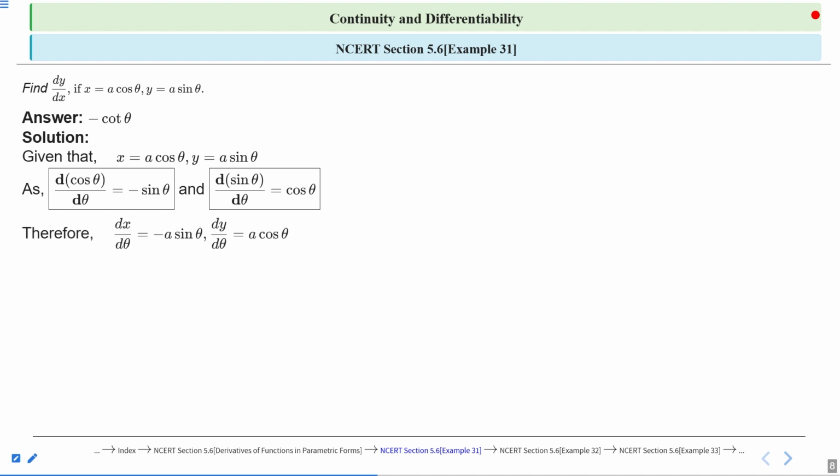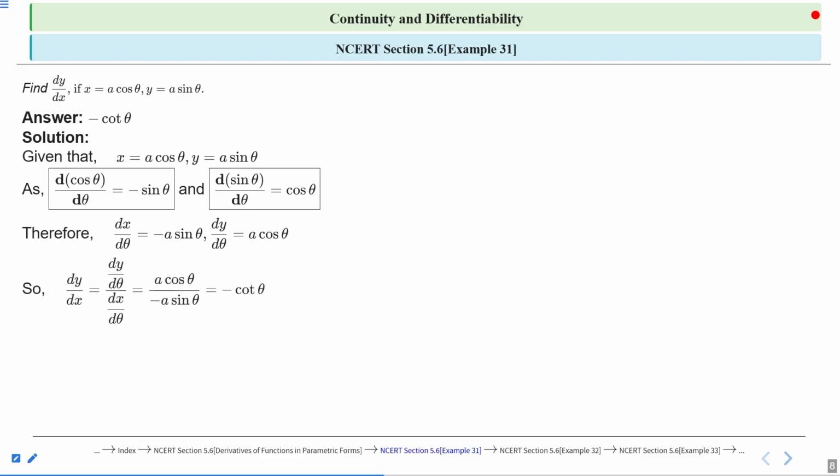Given that x is equal to a cos theta and y is equal to a sin theta. As d cos theta upon d theta is equal to minus sin theta, and d sin theta upon d theta is basically cos theta, we know this. Therefore, dx by d theta will be equal to minus a sin theta, and dy by d theta will be equal to a cos theta.